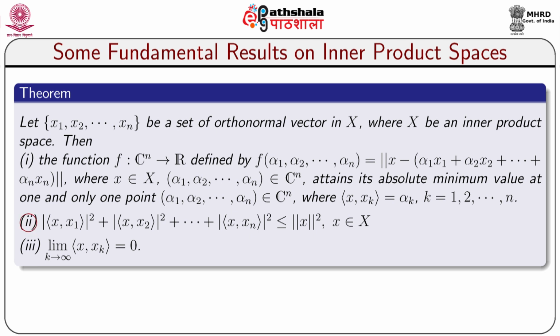Number 2, modulus of inner product x comma x1 whole square plus modulus of inner product x comma x2 whole square plus dot dot dot plus modulus of inner product x comma xn whole square is less than or equal to norm of x square whenever x belongs to capital X. Number 3, limit k tends to infinity of inner product x comma xk is equal to 0.